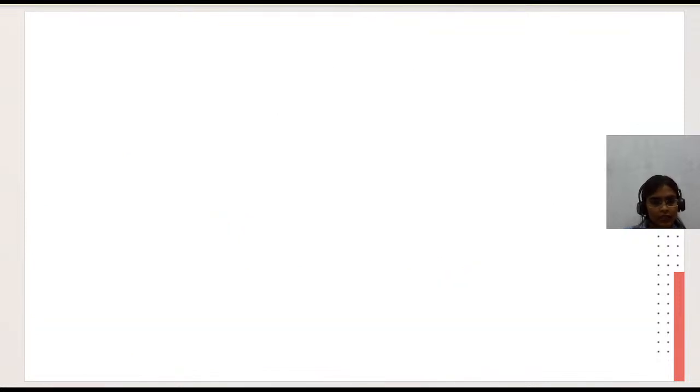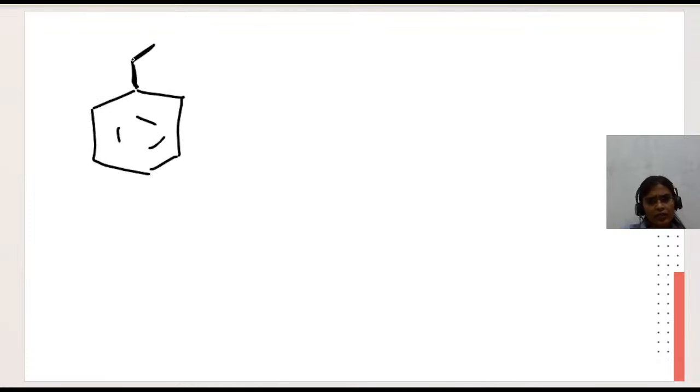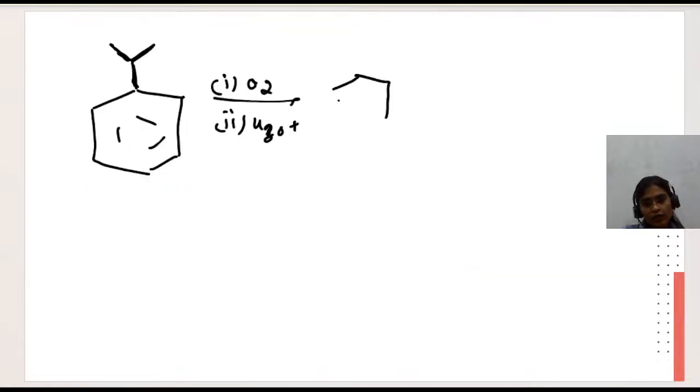I'm writing here that first of all, you are having cumin. We discussed already the mechanism in much detail, what is cumin and how the aerial oxidation happens. So with the aerial oxidation as step number one, and then step number two, we follow the hydrolysis step. So what we are getting there is phenol, plus one more product.